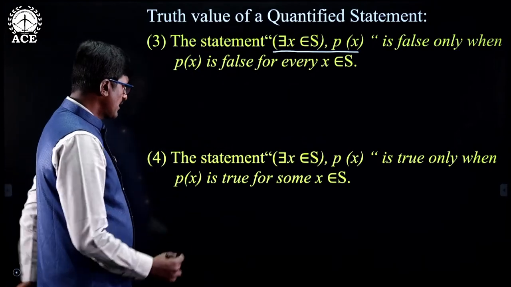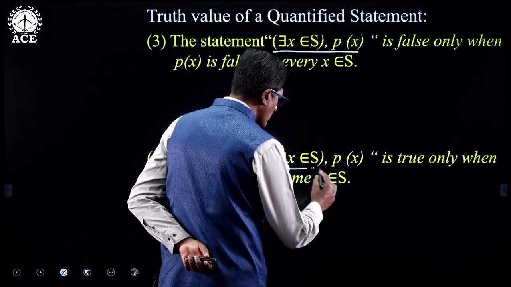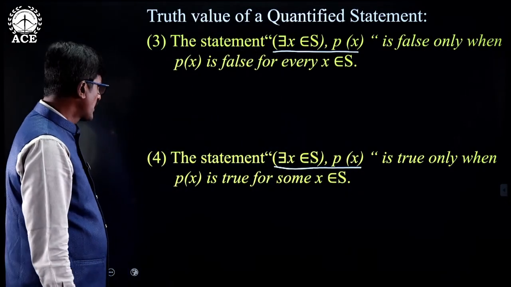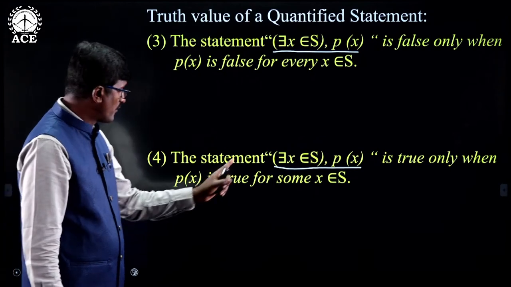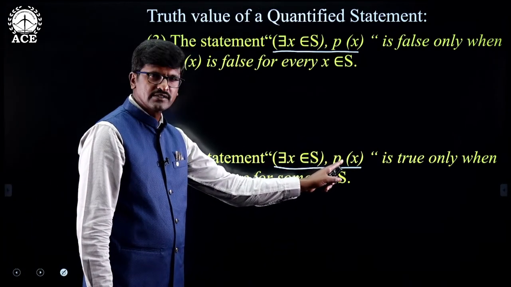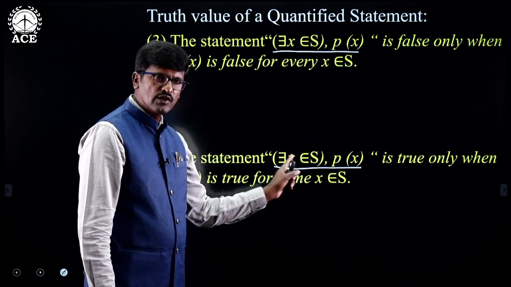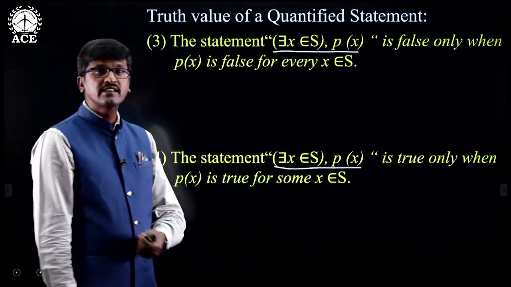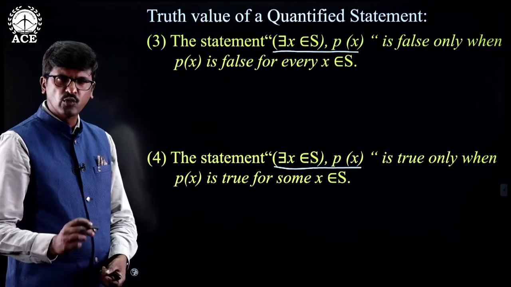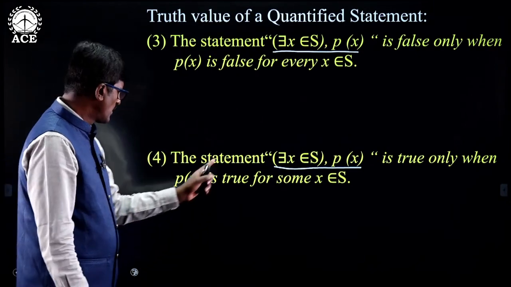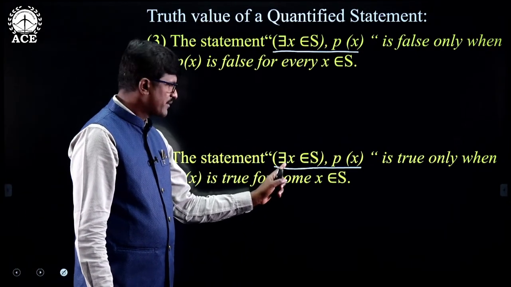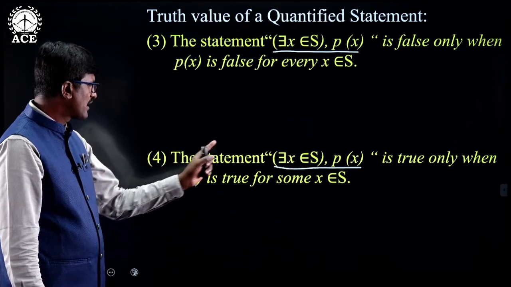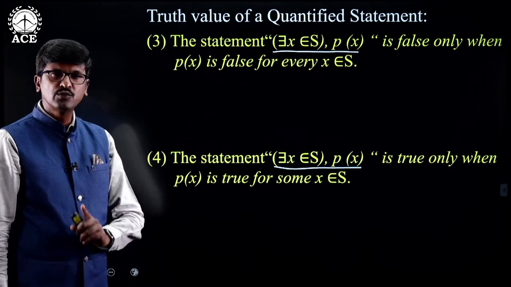Similarly, if you want to prove this existential quantified statement is true, then you can take at least one value for some x belongs to S, P of x. So P of x is true for how many values? For some values. That means to prove this, take some value. That some can be either 1 or 2 or more. So to prove this for some x belongs to S, P of x is true, you have to prove that P of x is true for at least one value.